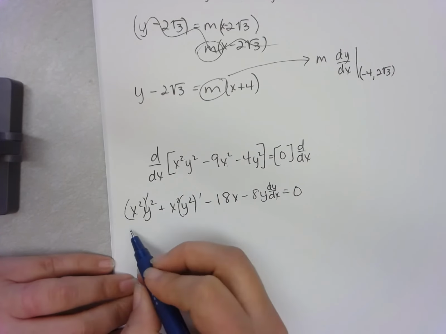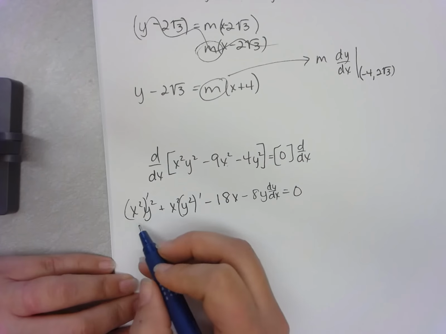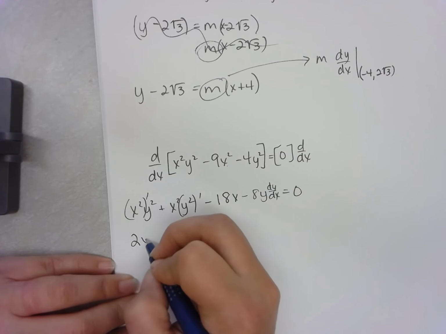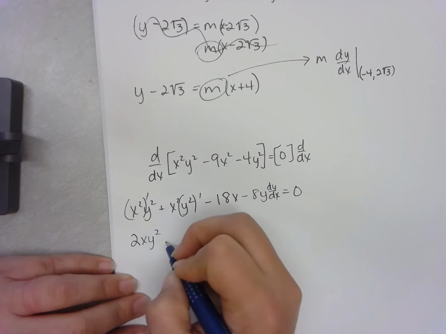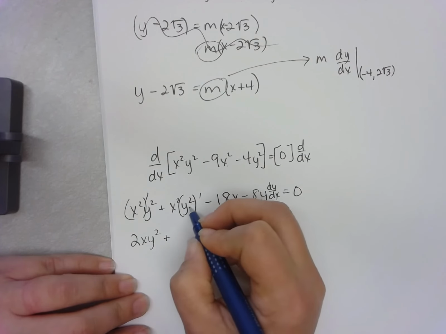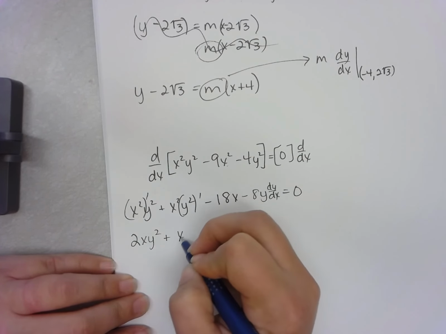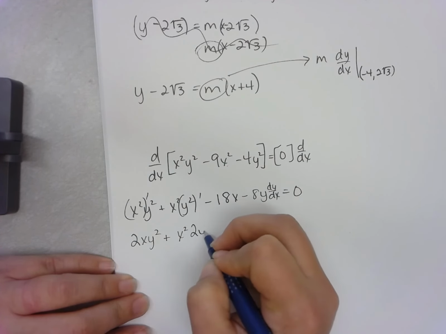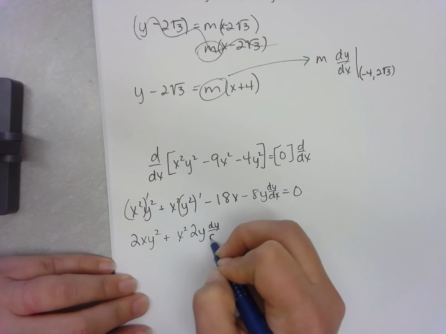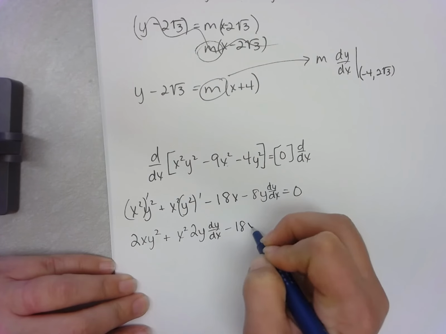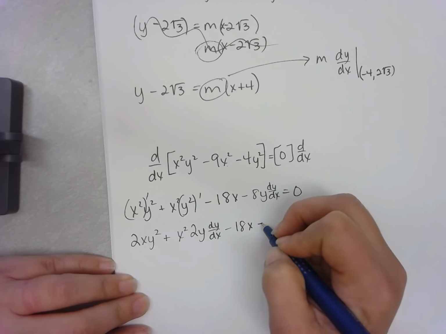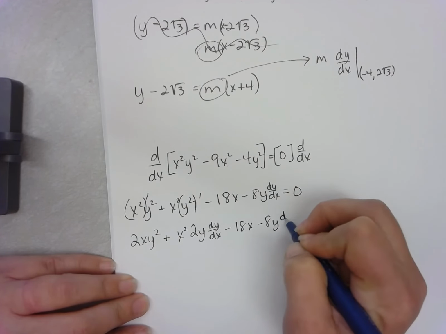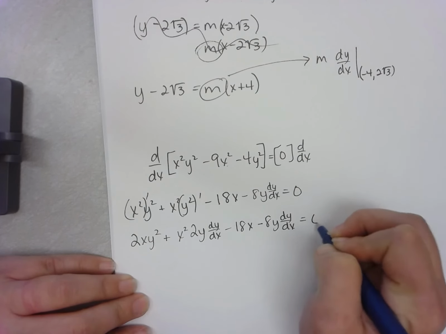All right, so now I need to finish this off. The derivative of x squared is 2x, and then the y squared comes with it. Then here I get the derivative of y squared, so I'm bringing down the x squared. The derivative of y squared is 2y dy/dx. And then I'm just going to rewrite the rest: minus 18x minus 8y dy/dx equals 0.